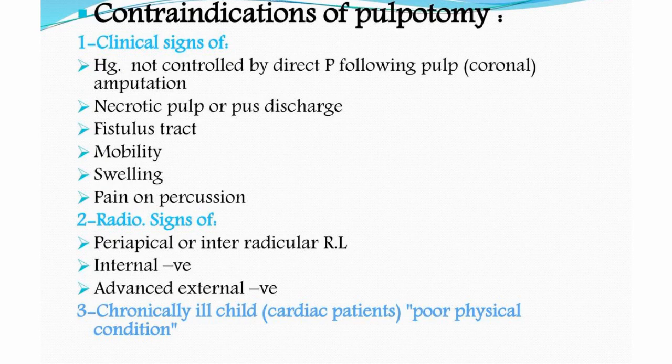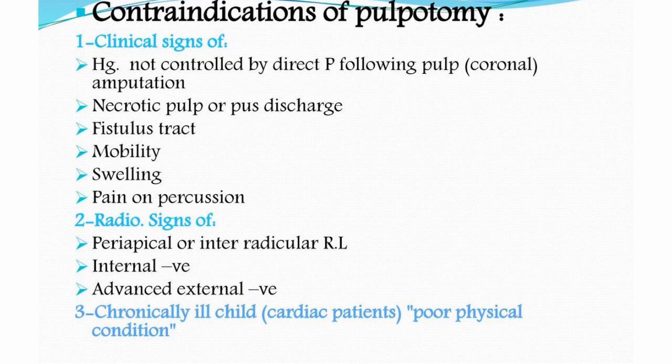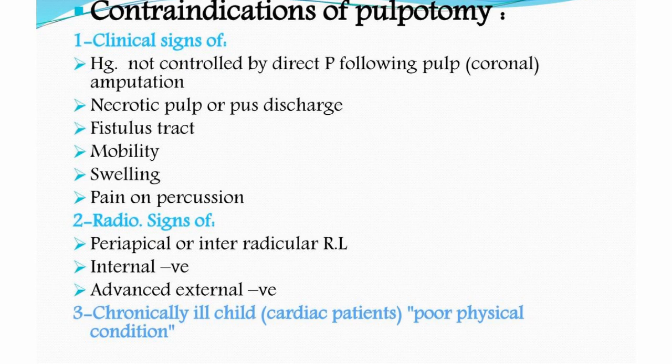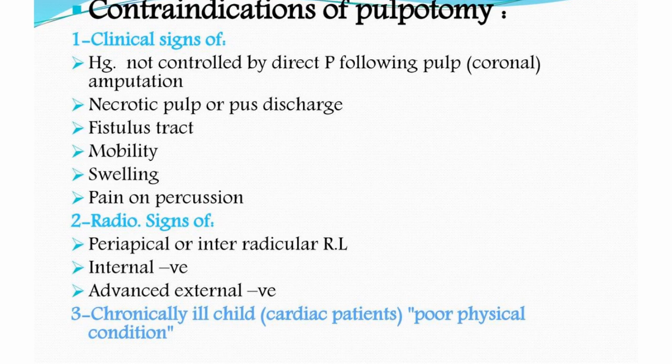Now you might ask me, what are the contraindications for pulpotomy? If the tooth is necrotic, or if there is a fistula or pus or mobility, swelling, the tooth is tender to percussion. For the radiographical signs, if you see internal resorption or external resorption, or there is a periapical radiolucency, it is contraindicated for pulpotomy.